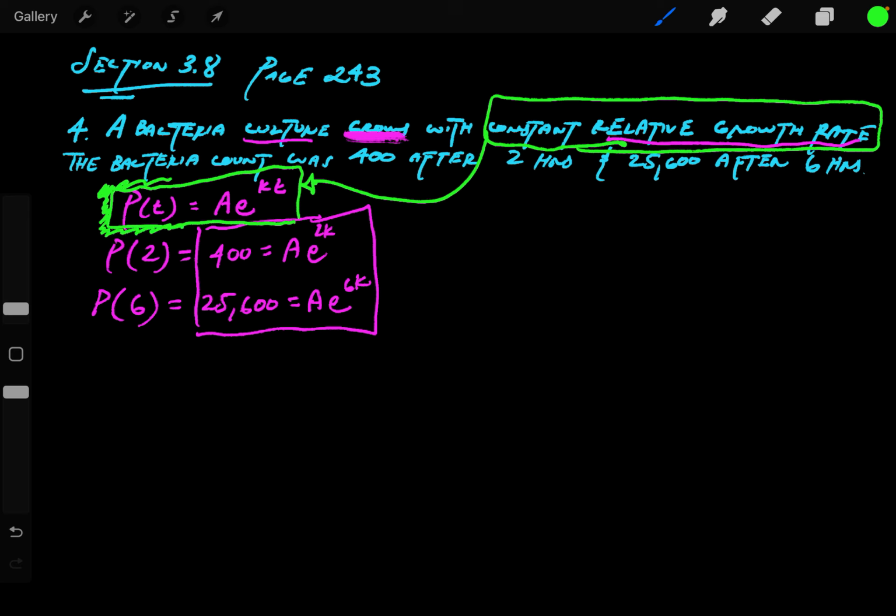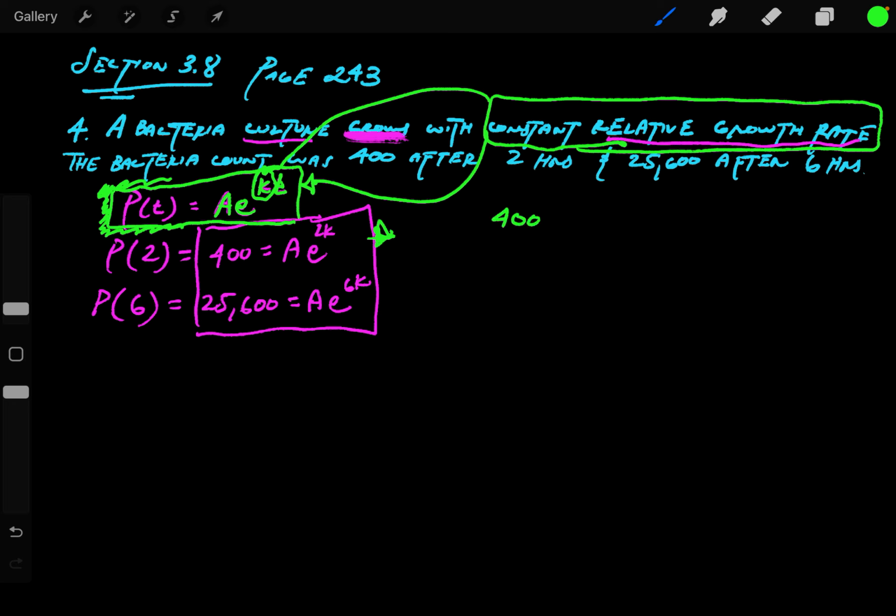P of t is equal to a, the initial amount at any time, e to the k, where k is the constant relative growth rate, times t. So you know it's of this form. Now it gives you two more pieces of information: there's 400 after 2 hours, and 25,600 after 6 hours. With these two equations, you can solve for k and a. So how do we do this?